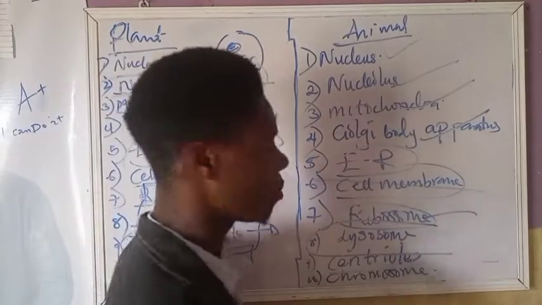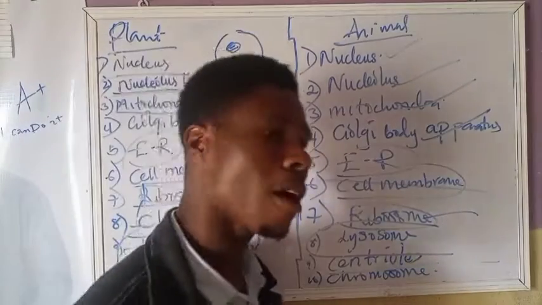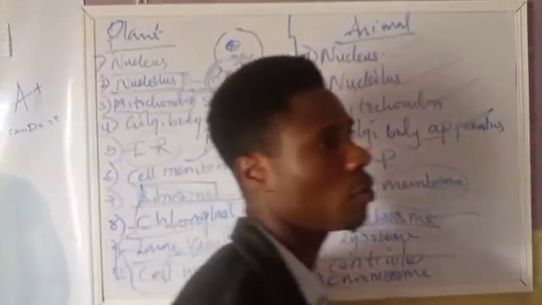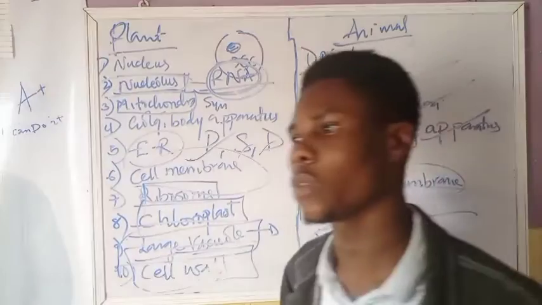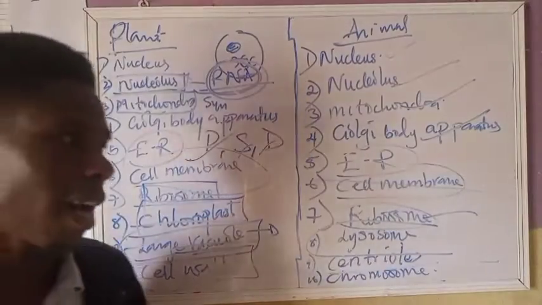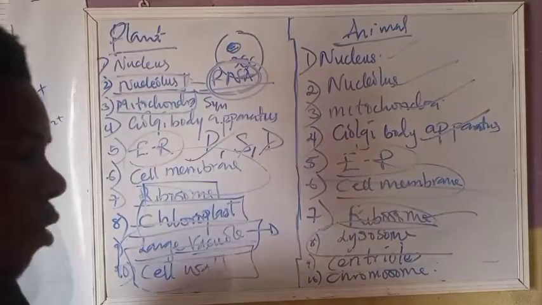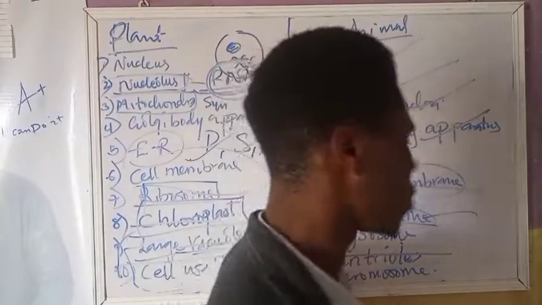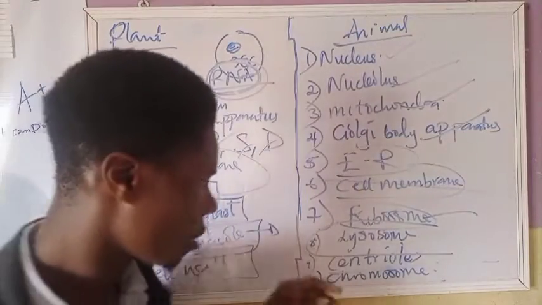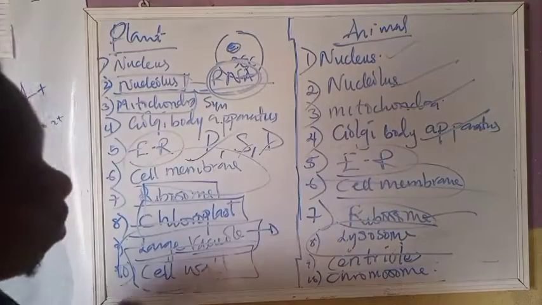So the last one is centrosome. Centrosome helps in cell division. Cell division is the breaking down of cell so as to multiply. It is the biological multiplication of cell. So it could be mitosis or meiosis. So it is possible through the centrosome.